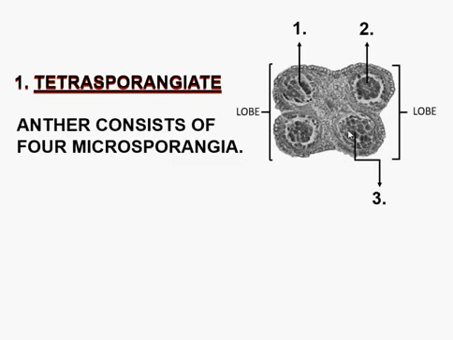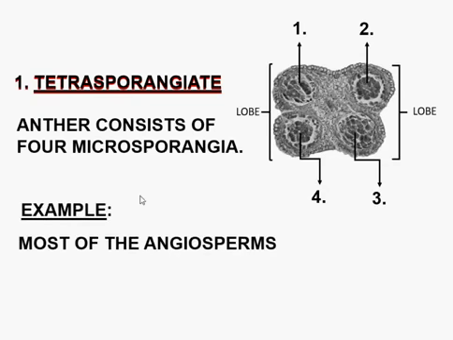microsporangium 3, microsporangium 4. So the anther consists of 4 sporangia, hence the anther is called tetrasporangiate. Example: most of the angiosperms have this tetrasporangiate anther.